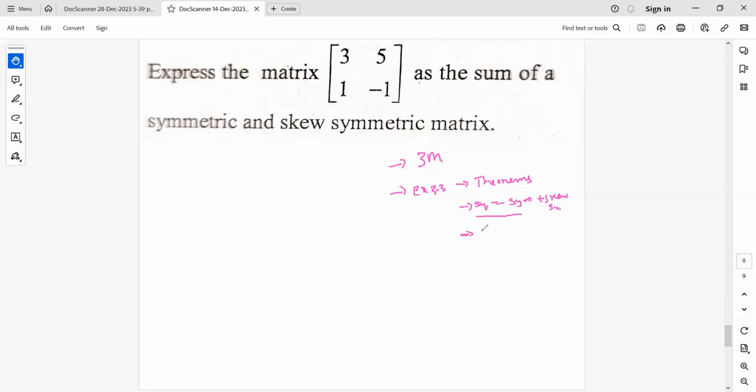The second theorem is that A plus A dash is symmetric and A minus A dash is skew symmetric. So these are the two theorems. If this question is not asked, either one of the theorems will be asked. So prior to exercise 3.3, these two theorems are there. Just go through the proof of these two theorems. Next.